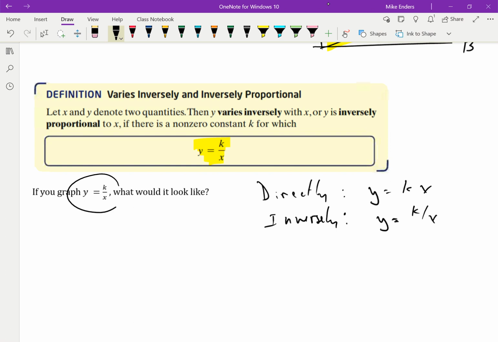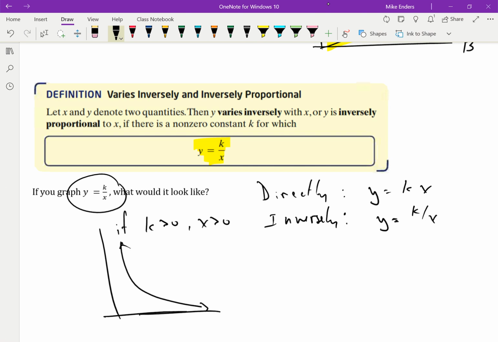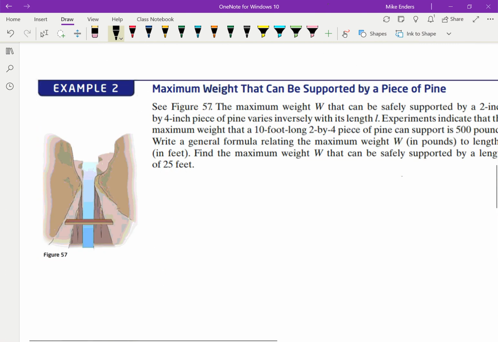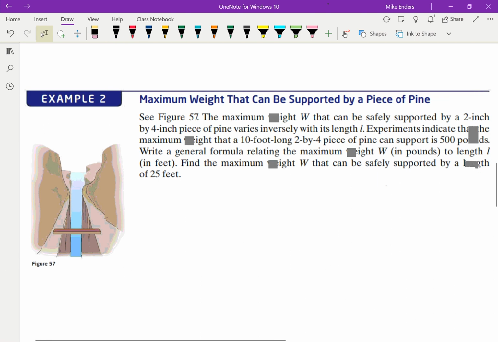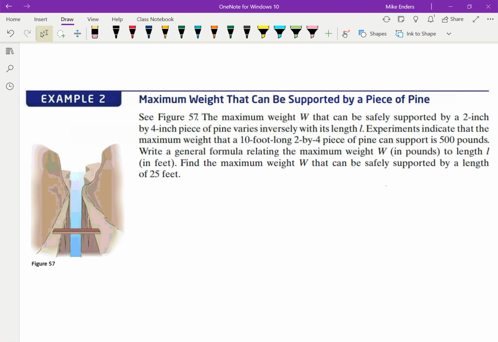If we try to graph y equals k over x, let's say we let k be positive, and we let x be positive. These are inverses of each other, and we're going to end up with a graph that looks like this. As x gets bigger, our y value is going to get smaller. They're inverses, they're doing opposite things. Whereas in the other scenario, as x got bigger, y got bigger. Now as x gets bigger, y is getting smaller. We're going to treat questions like this the same way as what we did in that last example. So let's move on to example number 2.